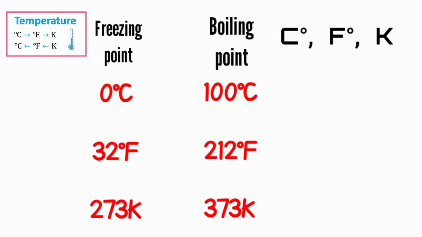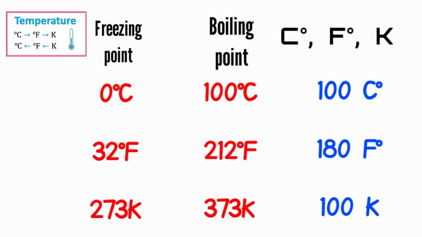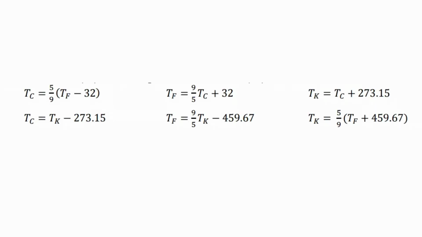Hence, the temperature of the water from freezing to its boiling increased by 100 Celsius degrees, 180 Fahrenheit degrees, and 100 Kelvin. Thus, 100 Celsius degrees is equal to 180 Fahrenheit degrees and also equal to 100 Kelvin. The relation between temperature in Celsius scale, temperature in Fahrenheit scale, and temperature in Kelvin are as follows.